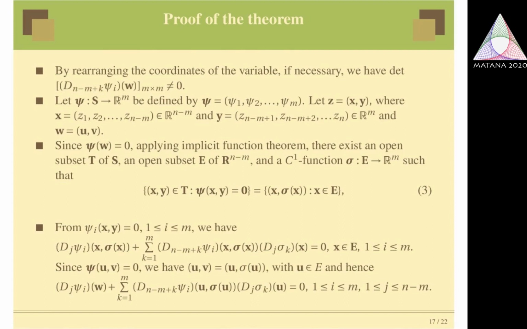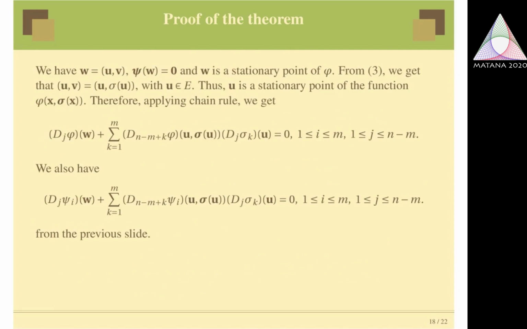Since W is equal to (u, v) and it is a member of E, from the previous equation we get that ∂_j ψ_i at W plus the sum over k from 1 to m of ∂_{n-m+k} ψ_i at (u, σ(u)) multiplied by ∂_j σ_k at u is equal to 0 for all i from 1 to m and for all j from 1 to n minus m. We have W is equal to (u, v), ψ(W) is 0, and W is a stationary point of φ.